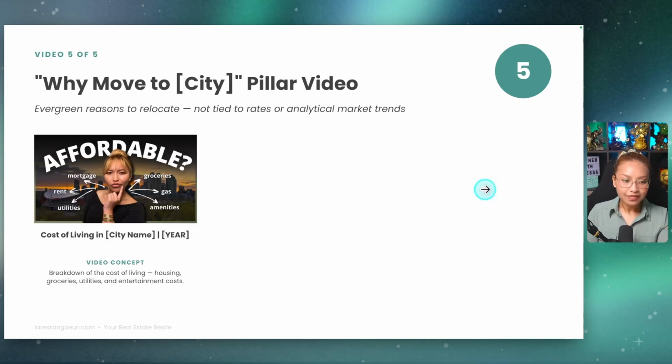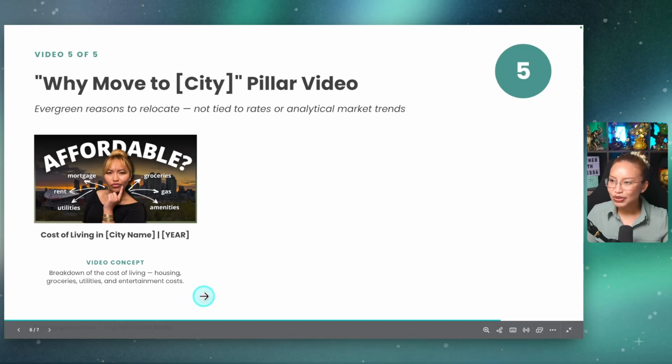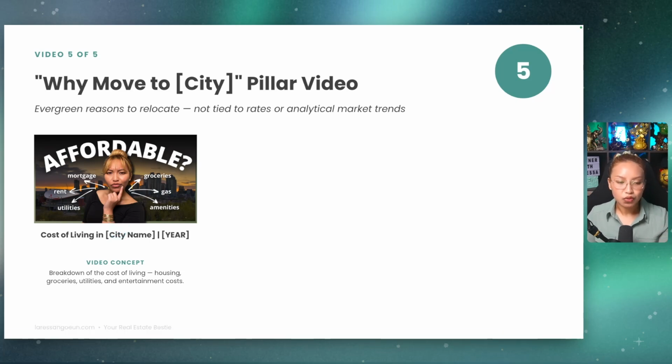So the first one is going to be simple. It's the cost of living in your city. You're going to do obviously a breakdown of housing, groceries, utilities. Really, how much does it cost to live in the city if you were a single person, if you are a student, if you are a young new couple, different categories, if you will. So you can spin off this video in many different ways based on the demographic you want to serve.